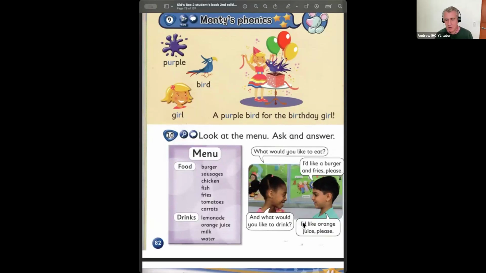This is part of what we call the lexical approach to language learning. It's that we learn language in phrases and then later we think about the grammar.